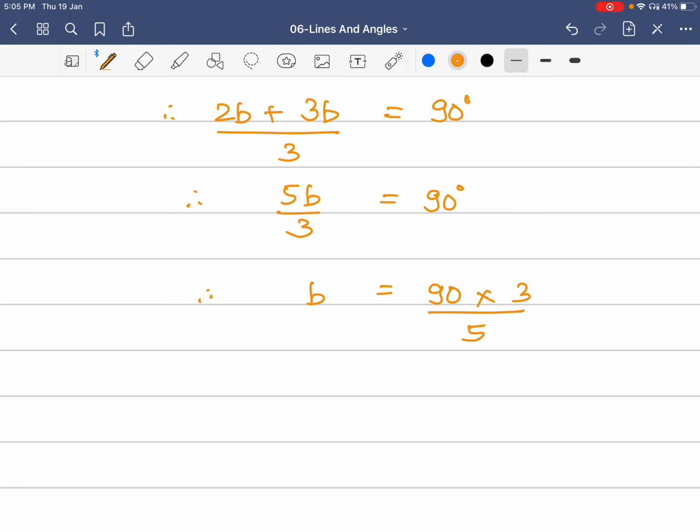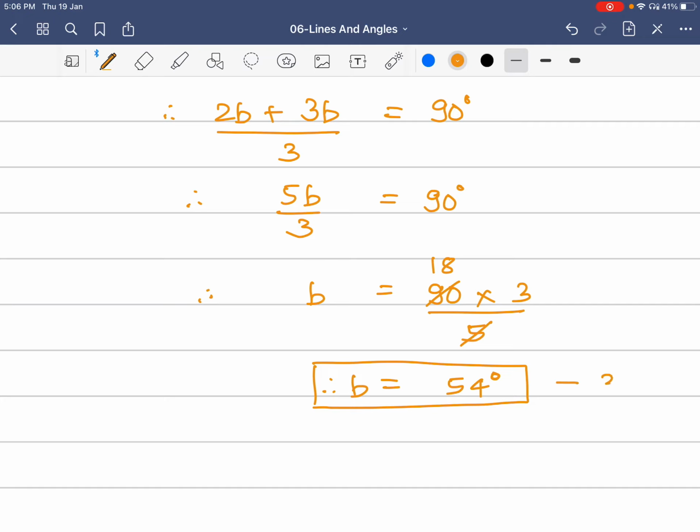Now let's solve this. So 5 ones are 5, 5 8s are 40, so that's 18. 18 into 3 is 8 3s are 24, 54, and therefore we get the value of B as 54 degree. B is nothing but a measure of angle, that's why this degree sign is important. So B is 54 degree.